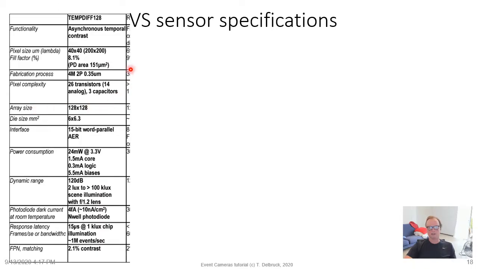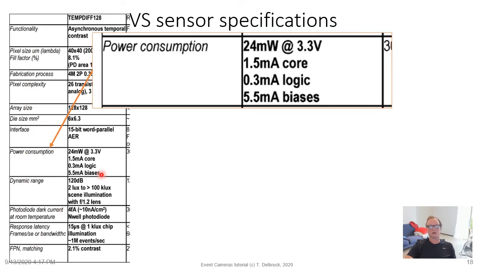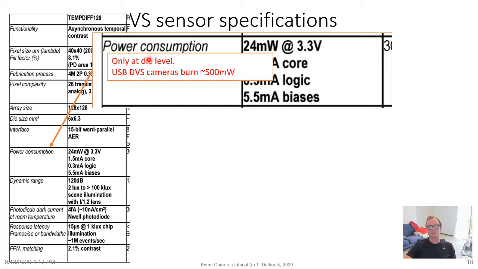I want to talk about DVS sensor specifications. So it's important to realize that these sensor specifications are different than traditional cameras. You know, you have the functionality. I'll just go through some of these items ranging over pixel size and process down to FPN and matching. So typically, authors of TSCC papers will report power consumption. Usually it's on the scale of tens of milliwatts for the entire chip. But it's important to realize that this is only at the die level. A typical actual camera will burn more like 500 milliwatts or a watt because it's completely dominated by the digital interface to the rest of the system.